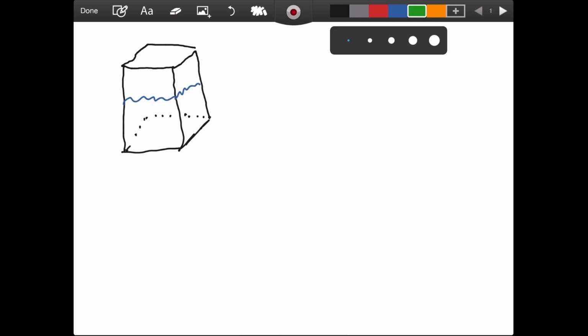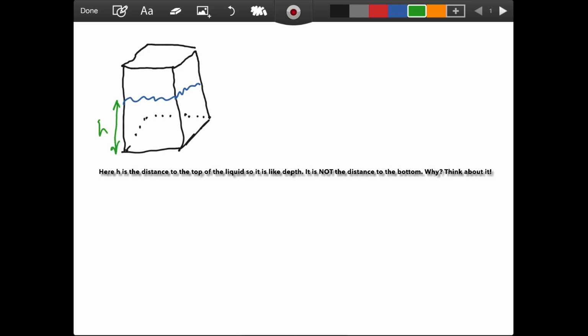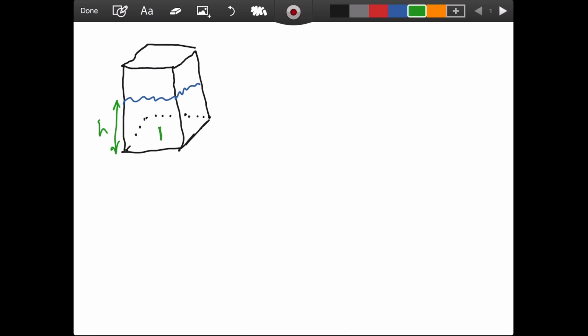And I want to call this height, the height of our liquid, H. And I want to call the surface area of our container, A. And I want to call the density of our liquid, rho. With this given information, we want to derive an equation for the liquid pressure at a point on the bottom surface of our container. For example, this point, or this point, or this, or this. It doesn't matter.